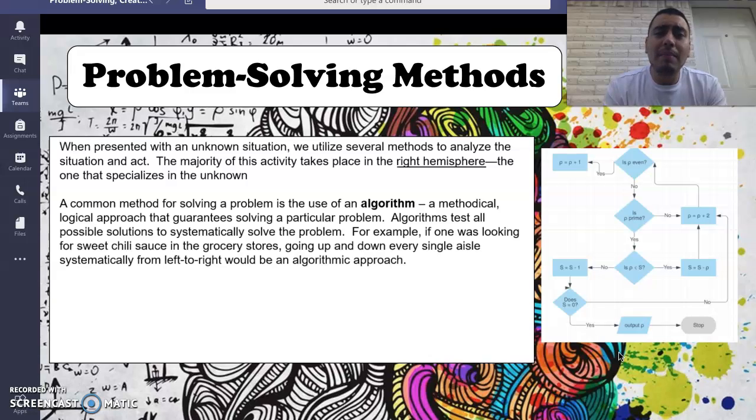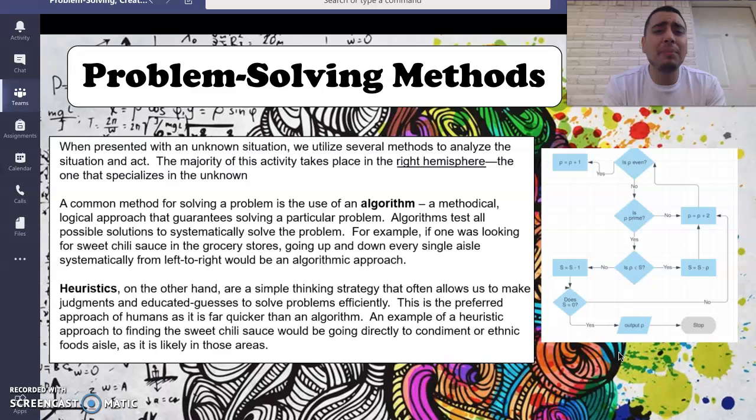So a common method for solving a problem is the use of an algorithm. An algorithm is just a methodological, logical approach that guarantees solving a particular problem. Algorithms set all possible solutions to systematically solve the problem. So for example, if one was looking for a sweet chili sauce at the grocery store, going up and down every single aisle systematically from left to right would be an algorithm approach. It would actually solve your problem. But the thing is, it's a little time consuming.